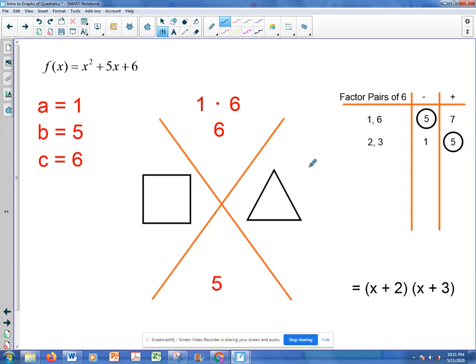So I have two choices, because remember, I'm looking for this 5 down here. Since I have two 5s, I look over here, and I see, oh, it's all addition, so I know it's going to be the one that gets added, so it's going to be the 2 and the 3. So the factorization of x squared plus 5x plus 6 is x plus 2 times x plus 3.